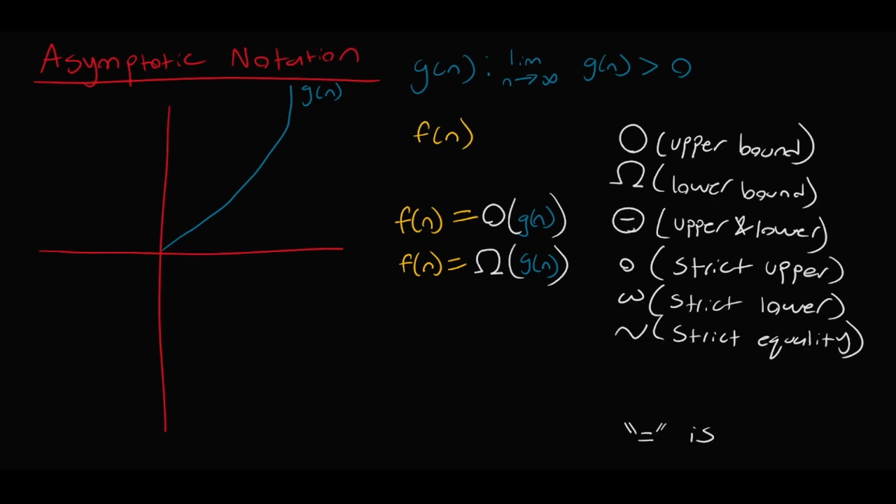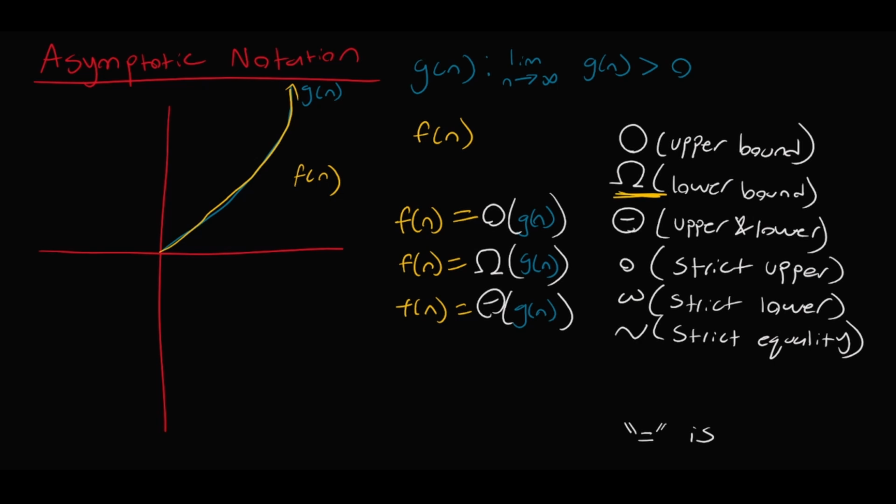Now, if we were to have f of n is equal to theta of g of n, we have that f of n is approximately this, that it is both lower bounded and upper bounded by g of n. That's the graph representation.